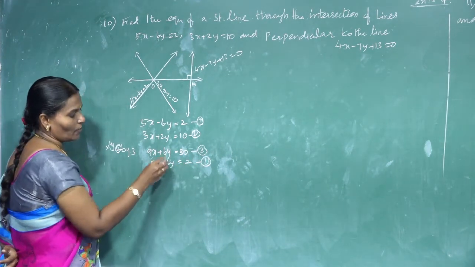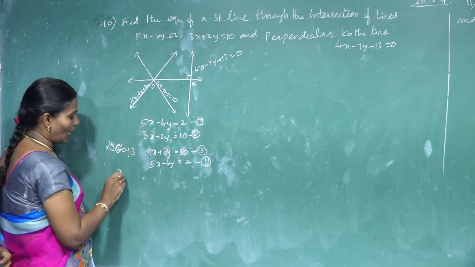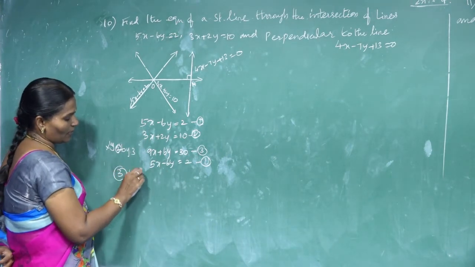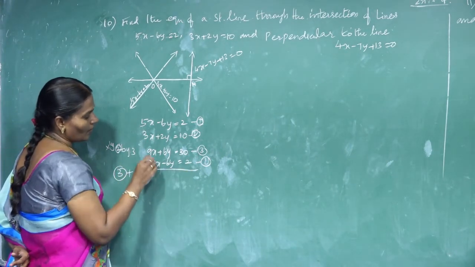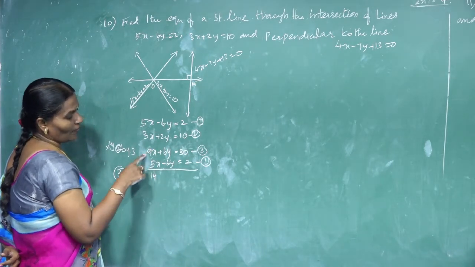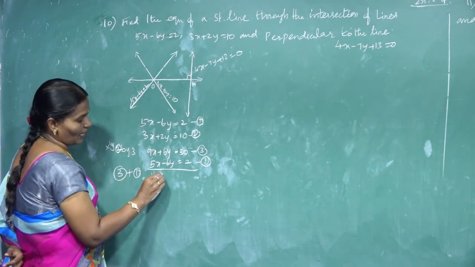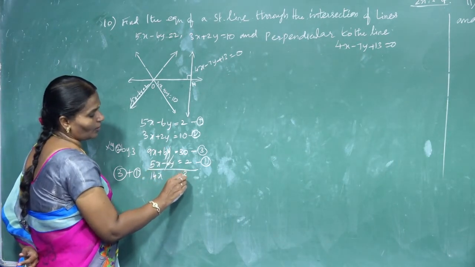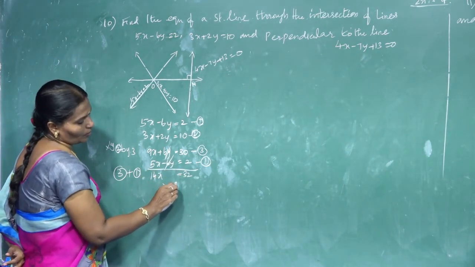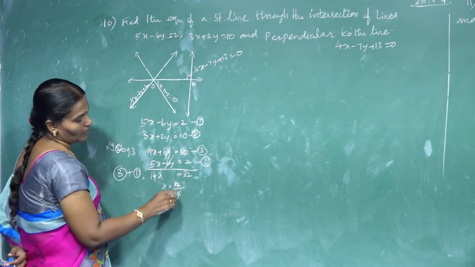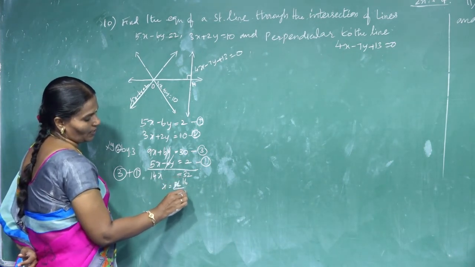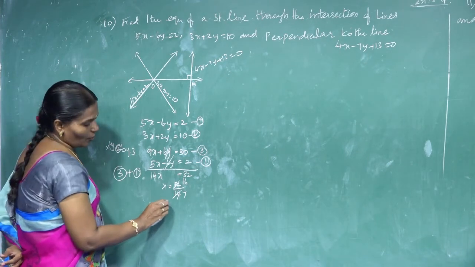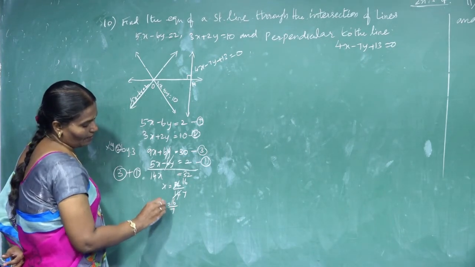Now see, both have different signs, so you just have to add. Add equation 3 plus equation 1. What do we get? 9 plus 5 is 14x, plus 6y minus 6y cancel. This is equal to 32. So x is equal to 32 by 14. Cancel by the second table: here 16, here 7. So the x value is 16 by 7.